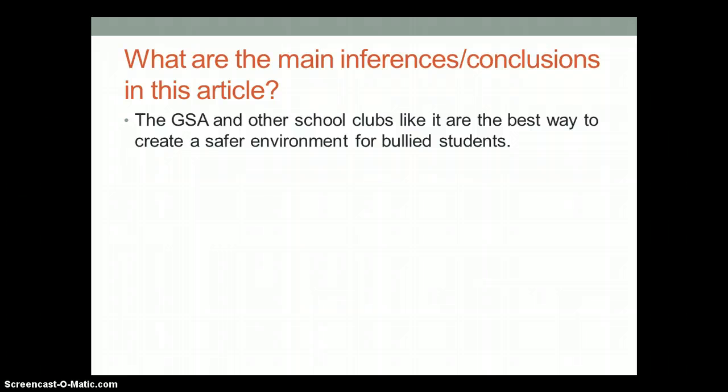What are some main inferences and conclusions in this article? The main inferences and conclusions of this article are that the GSA and other school clubs similar to it are the best way to create a safer environment for bullied LGBT students.